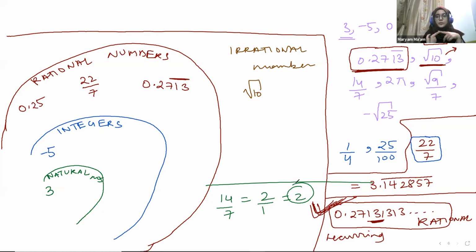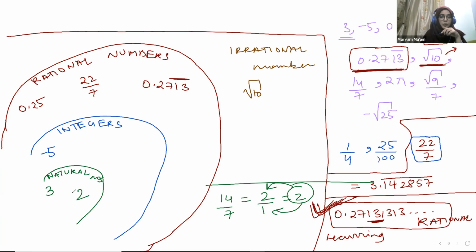Another way to look at it would be, can anyone else add on to it? Ma'am, that it can be represented in p upon q form, where q is not equal to 0. Yeah, right. It can be represented as p by q. Basically that means you can write it in the form of a fraction. So there you go. There's a fraction. So that's why 2 is a rational number. But 2 is an integer also, right? We know that 2 is an integer and 2 is a natural number also.